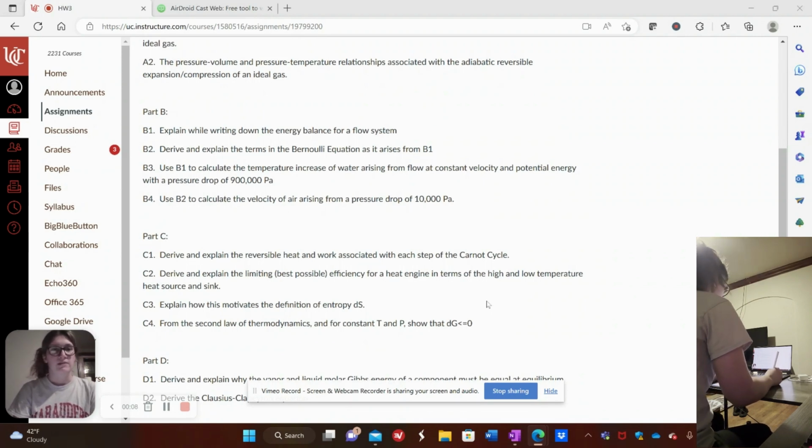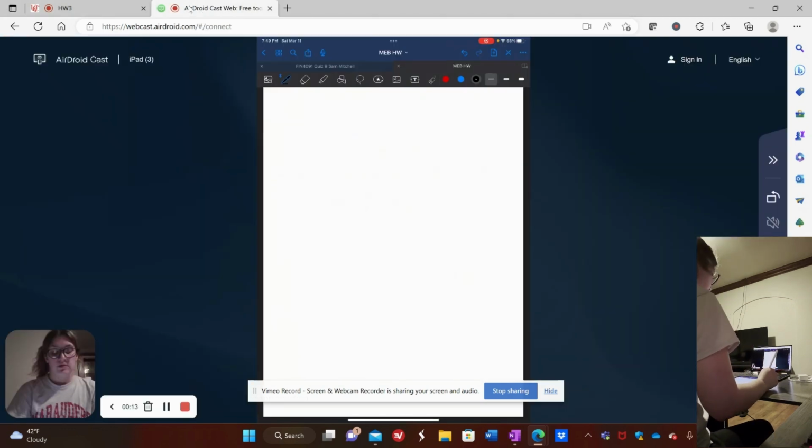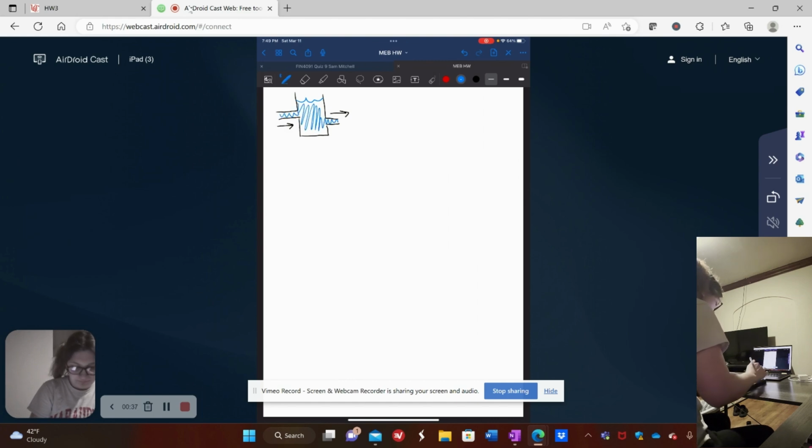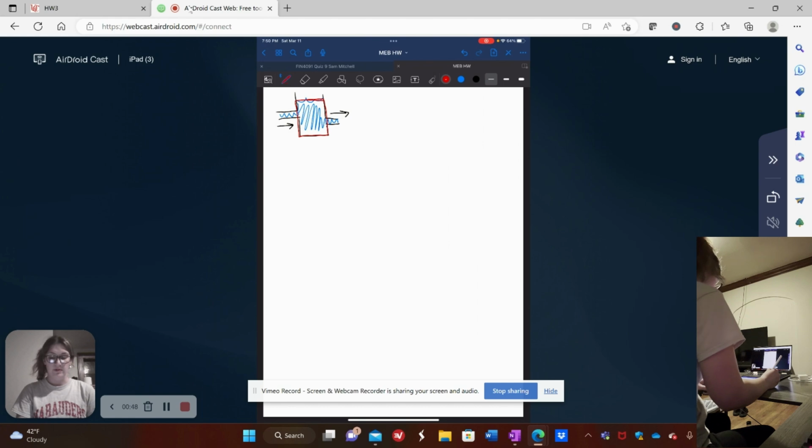So B1 asks us to explain while writing down the energy balance for a flow system. So first I'm going to draw out our flow system. You just have a container with an inlet and an outlet, where there is something going into the system and something going out of the system. For our purposes, we're just going to say that it is full of water. And then our system, I'm going to outline in red right here, so you can clearly see where the inlet and outlet for the system are.